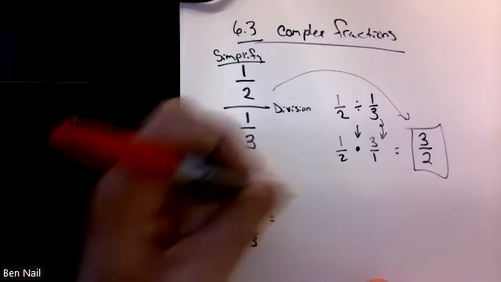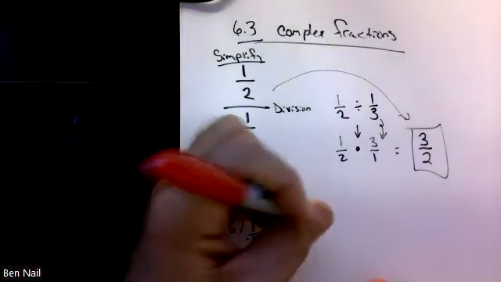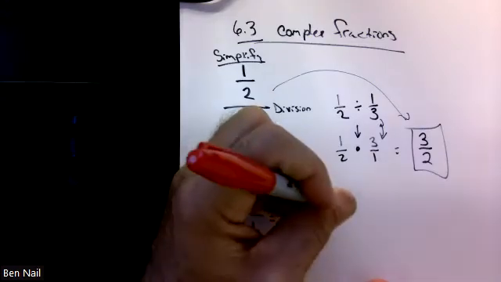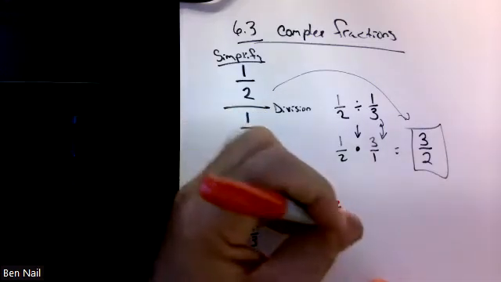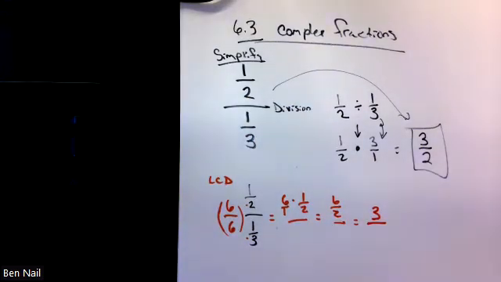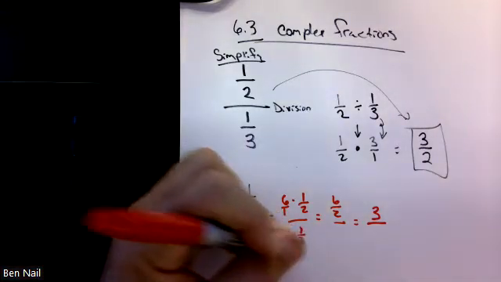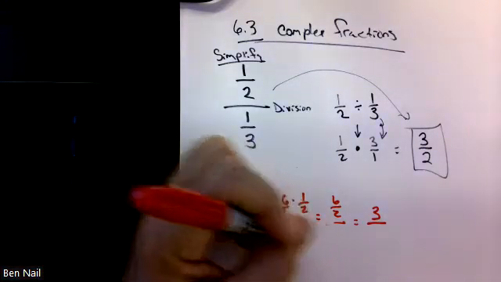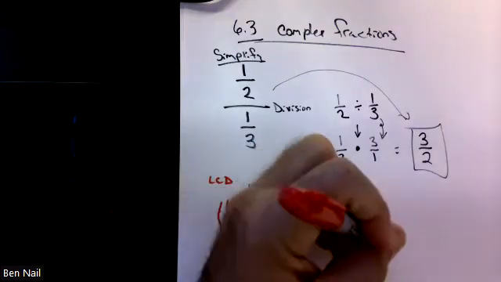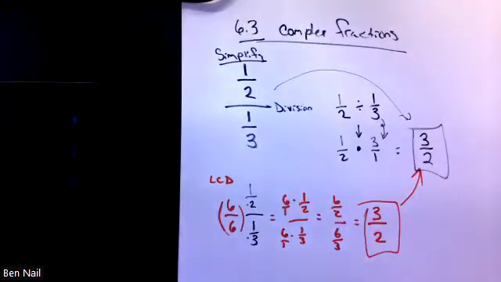So if I multiply 6 times 1/2, that's like saying 6 over 1 times 1/2, which would be 6 over 2. 6 divided by 2 is 3. Same thing, 6 times 1/3. It's like 6 over 1, multiply, we get 6 over 3, which is 2. Again, same answer, two different methods.